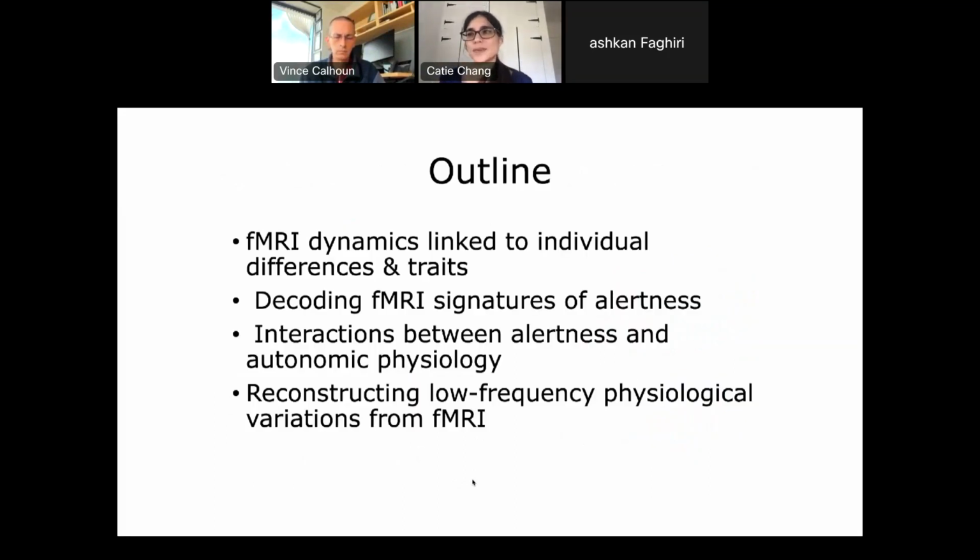So I'm going to briefly share first a couple examples of some work on linking temporal features of fMRI to individual differences and clinical traits. Then I'll discuss some work on decoding ongoing changes in alertness from fMRI, interactions between alertness and physiology, as well as how we can reconstruct continuous respiratory and cardiac information based on fMRI.